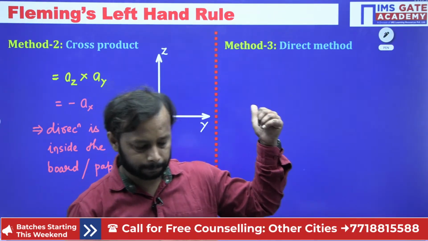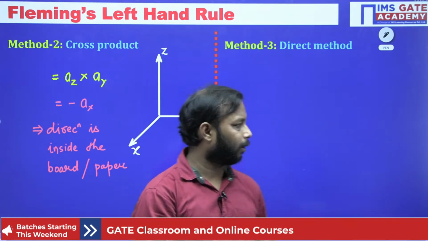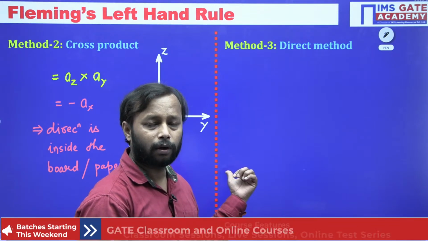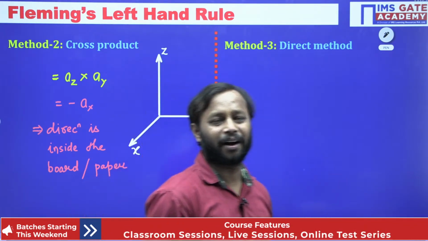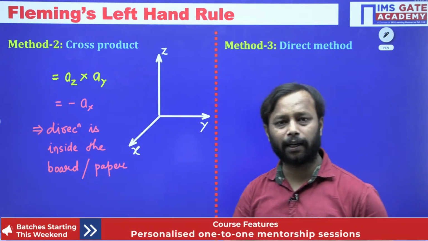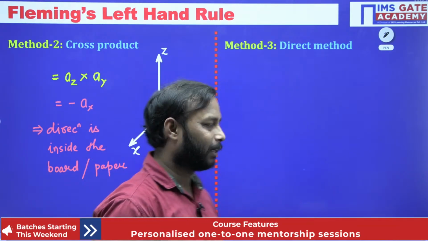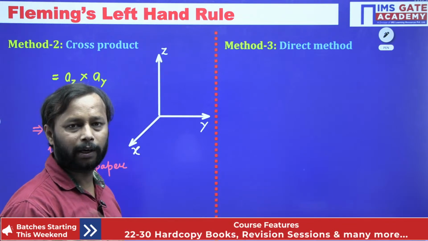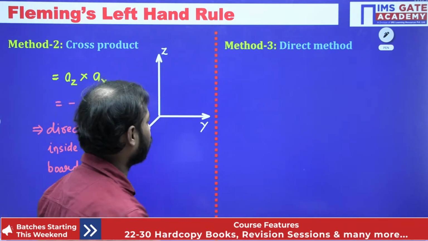See, in the right hand rule, we have used the right hand. Then in the left hand rule, we are going to use the right hand, not the left hand. So the direct method is basically we are going to use the right hand for both the rules. Rule 2, that is Fleming right hand rule, and for the third rule, Fleming left hand rule, we are going to use the right hand only.